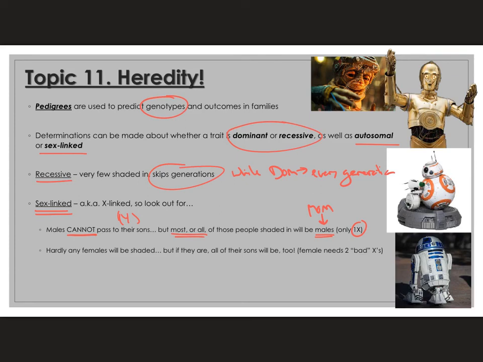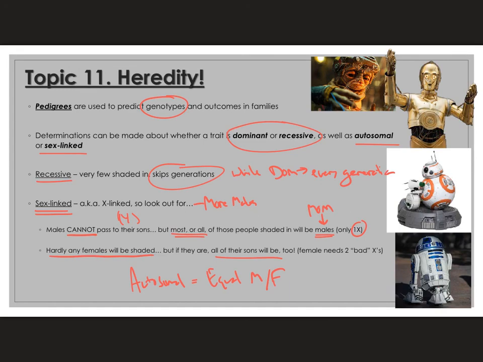Remember, sex-linked traits are also rarely ever seen in females. But if they are seen in females, that means both of her X's are affected, and so every one of her sons will have to get one of those X's and also have the trait. So in other words, with sex-linked traits we're going to see more males, versus autosomal traits, where we're going to see more of an equal male-female ratio.